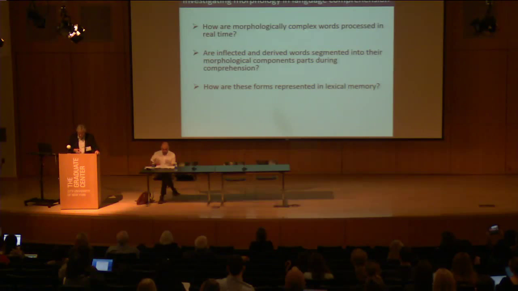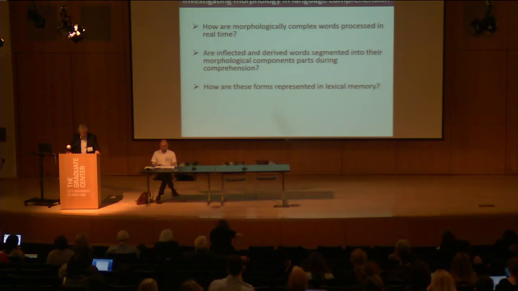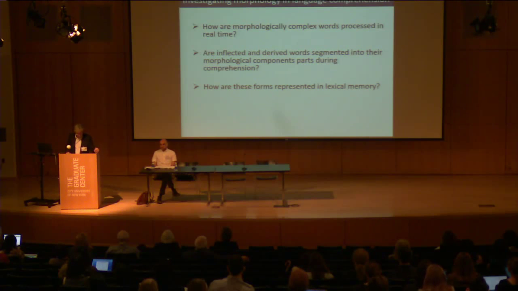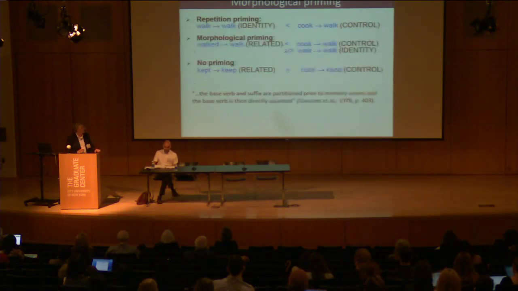As psycholinguists, we do not only describe these morphological phenomena, but in addition, we also ask how morphologically complex words are processed in real time, in production and comprehension. Here our focus is on comprehension, with the aim of determining the nature of the morphological or morpholexical representations the system relies on during comprehension. We specifically ask, are inflected and derived words segmented into their morphological component parts during comprehension, and how are they represented in lexical memory? Not at all, combinatorially, or as wholes. To gain insights into these questions, priming experiments are particularly useful.